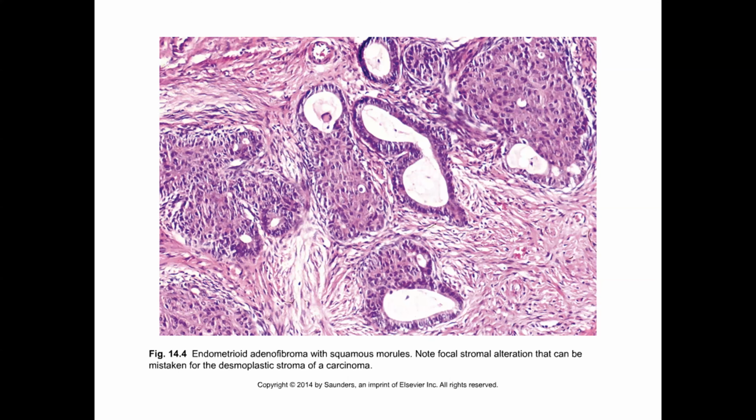Features, though, that may steer you one way or the other are certainly the identification of any sort of squamoid elements, which would be clearly unexpected and unusual with serous neoplasms, but expected and common with endometrioid lesions. So finding squamous morules, these nests of squamous epithelium, is typical in endometrioid tumors, whether they're in the benign adenofibroma realm or whether we're looking at an endometrioid carcinoma.